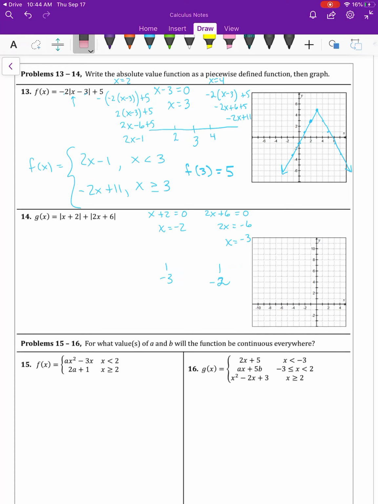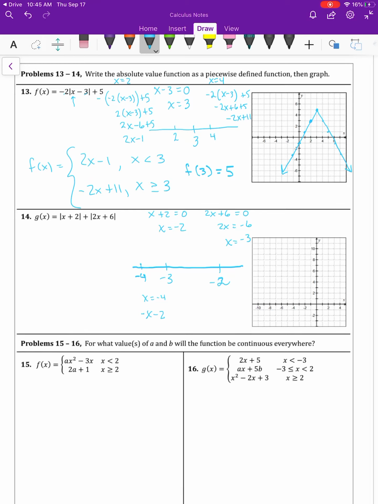Erase that. Sorry, I hit my iPad. So let's choose negative 4. For x equals negative 4, when I put negative 4 into my x plus 2, it multiplies it by a negative. So that means this would be negative x minus 2.